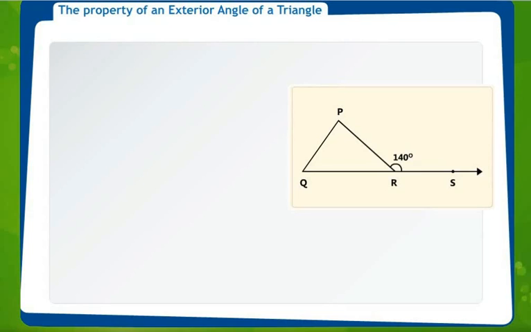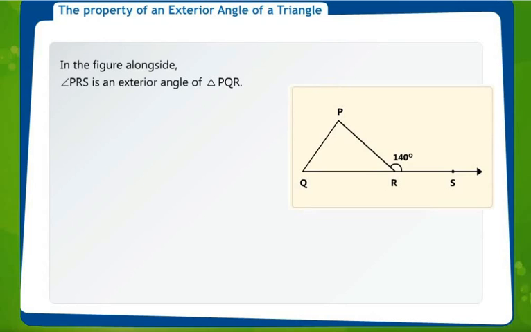Now in the previous class we had studied about the exterior angle. The side of a triangle when extended forms an angle, and that angle is said to be an exterior angle. That means the angle which lies outside the triangle. Now today we are going to study the property of an exterior angle of a triangle.